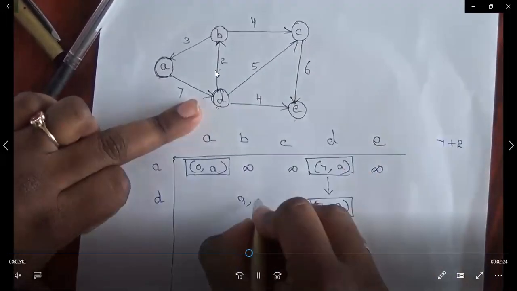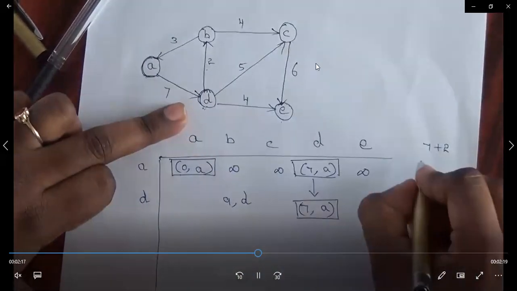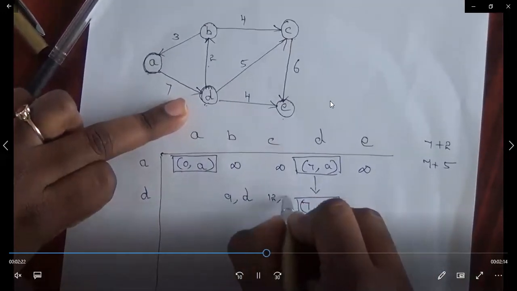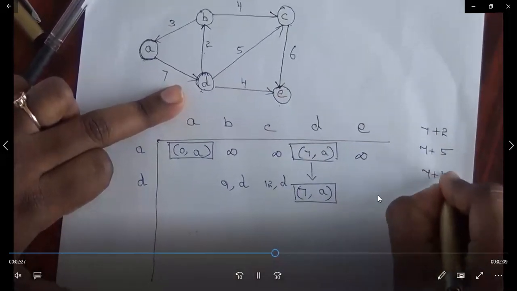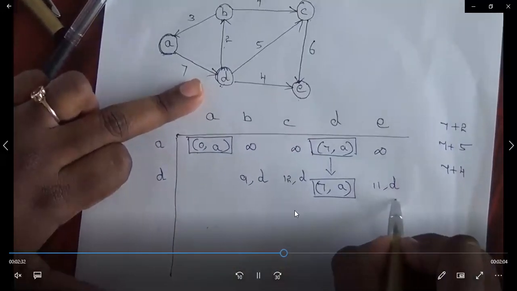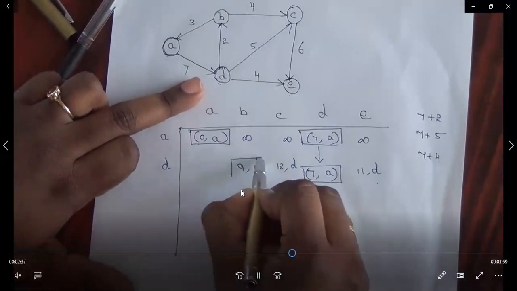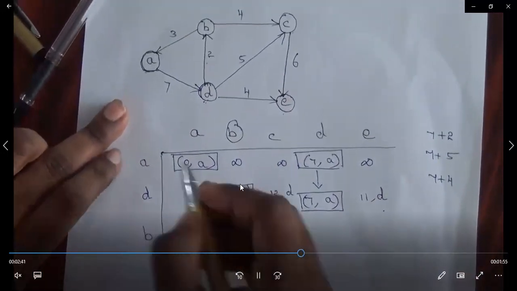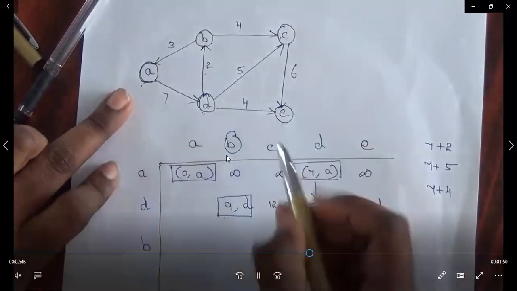Now for C similarly, it is already 7, and 7 plus 5 is 12. From D it is adjacent to E, which is 7 plus 4, equal to 11, from D. Among these three, which is the shortest? The shortest is B with the value 9. So the next nearest is B, A to D plus D to B, which is 9.